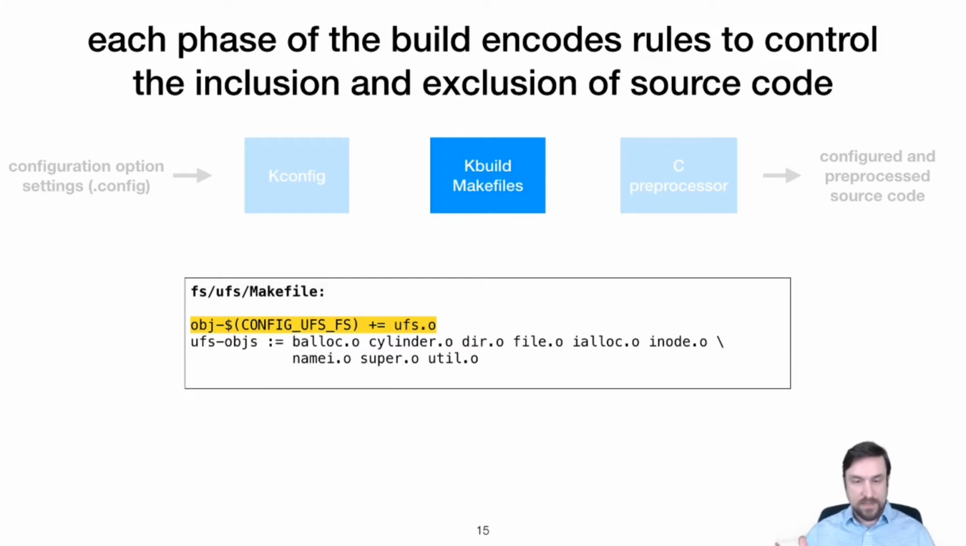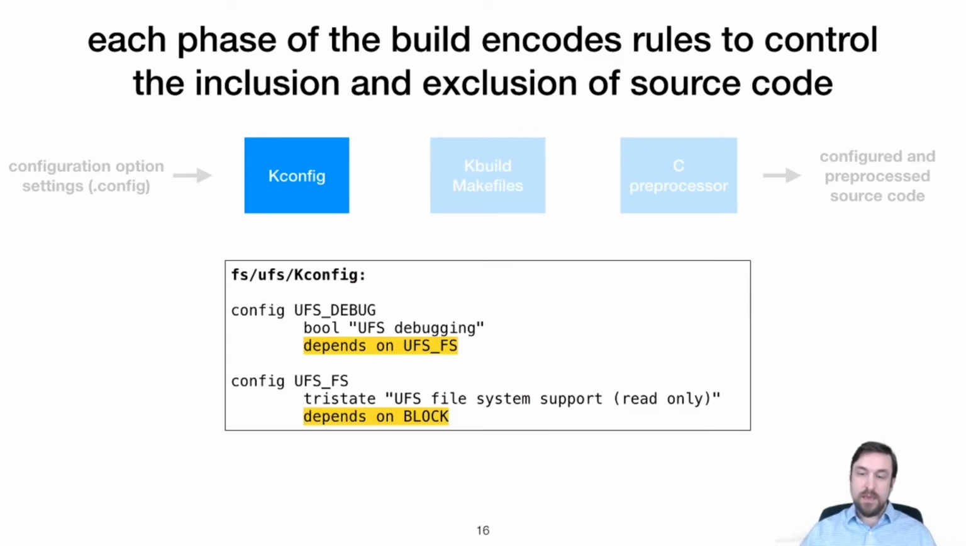And so this syntax is a little weird. I'll talk about this a little bit later if you haven't seen this before. But this is how in Kbuild developers specify that certain files should only be compiled and linked under certain configuration options.